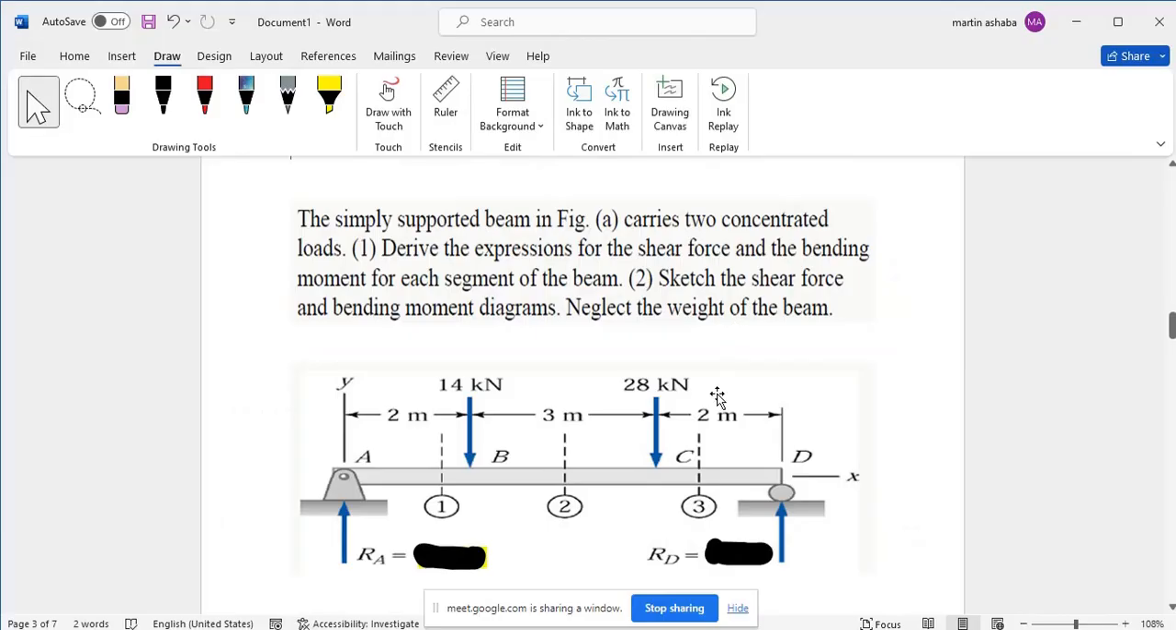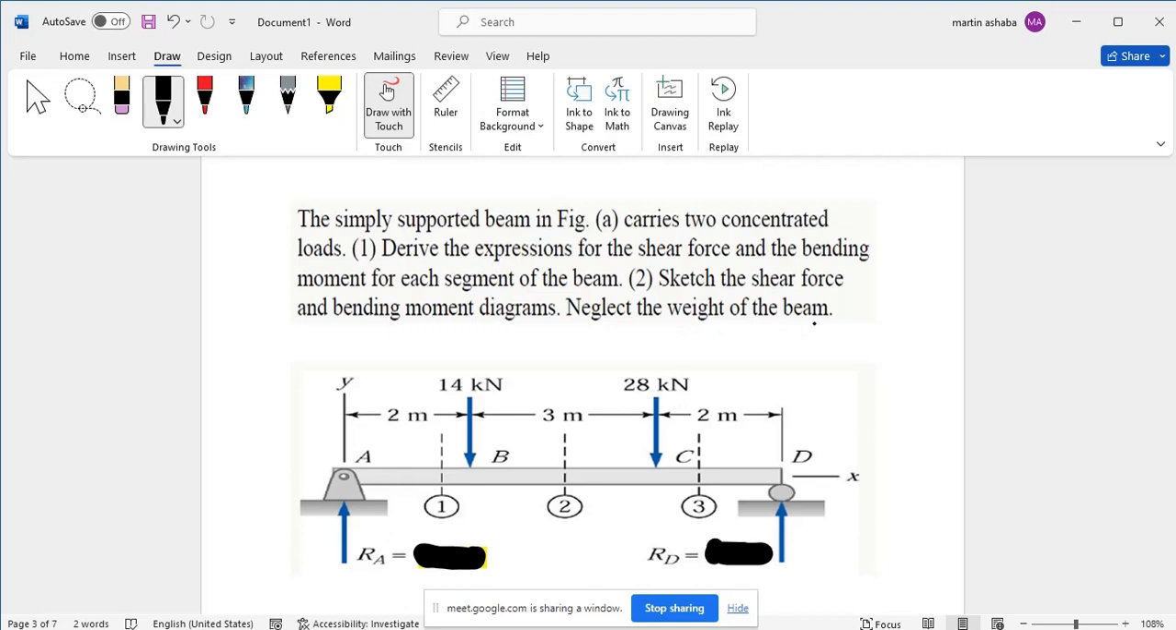So members will have this particular problem saying the simply supported beam in figure A carries two concentrated loads, then derive the expressions for the shear force and the bending moment for each segment of the beam. Then sketch the shear force and bending moment diagrams. Then we are being told to neglect the weight of the beam.